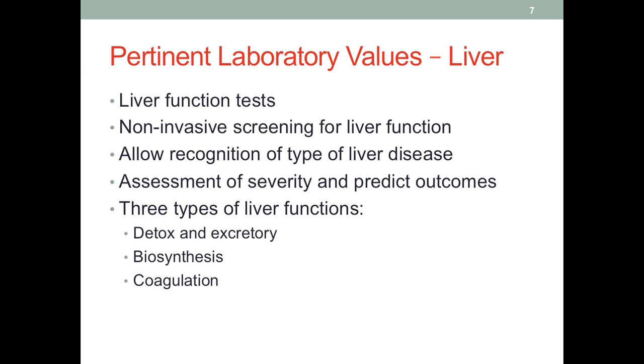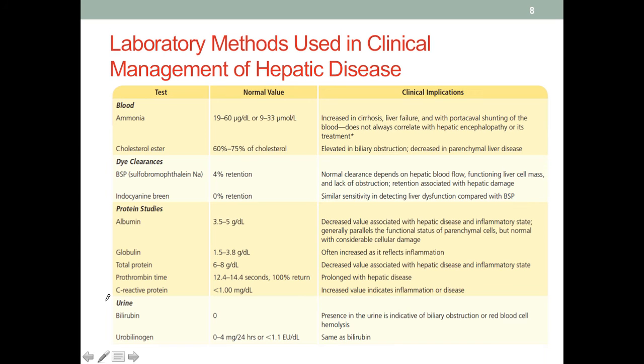We can classify the liver functions into categories of detox, biosynthesis, or coagulation. Remember, the synthesis of coagulation factors occurs in the liver where there is a high level of vitamin K, which is also important in the coagulation process. Here is a summary of some of the common tests that are used to assess liver function.